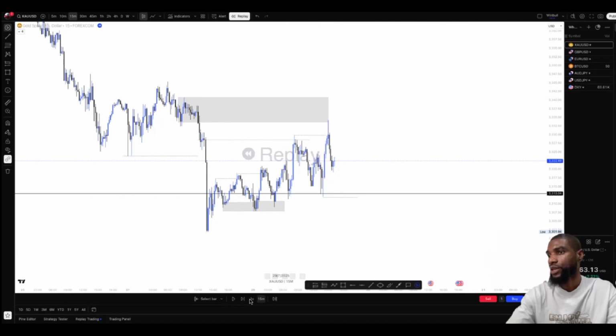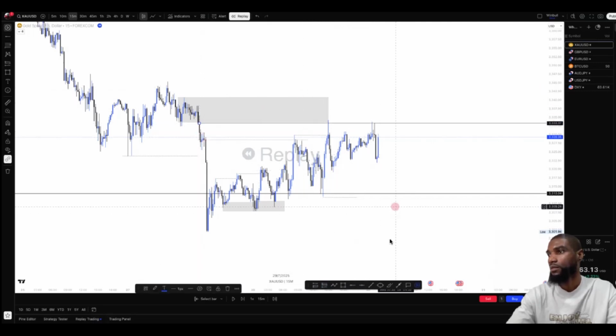But if I don't see a break, since I already marked this level as my POI, I'm going to take the trade. Price is still playing around. So now price is trading inside our point of interest. So I would take this trade right here. There was a sweep. I'm going to take this trade. This is an open close candle here, right? I'm going to take this trade and have my stop loss above this level here.